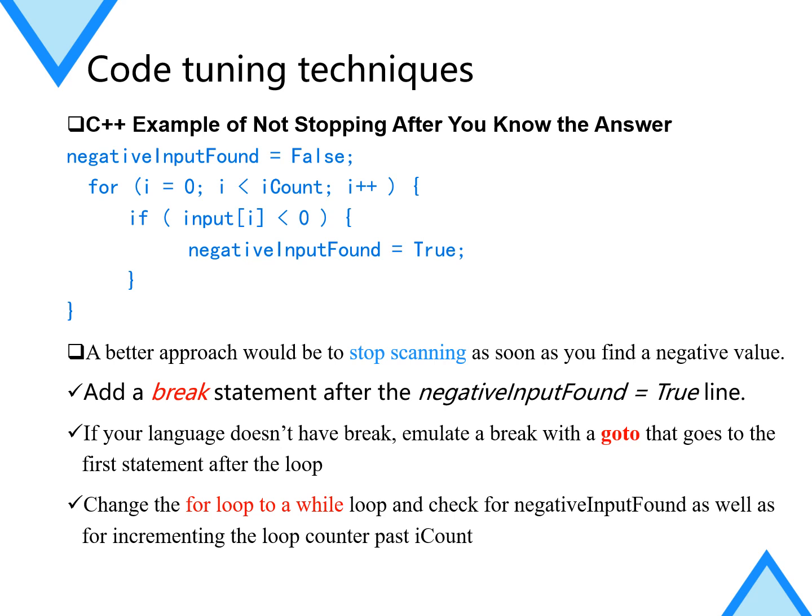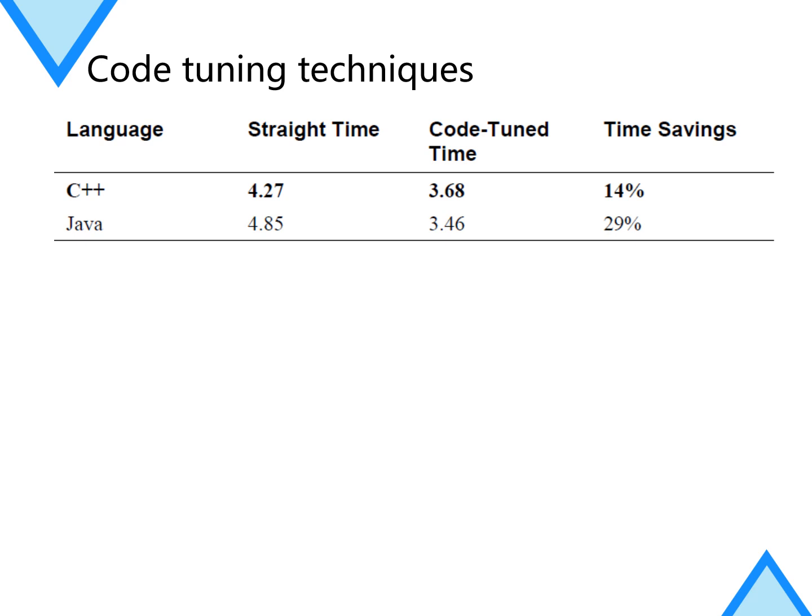Another technique, if you don't want to use break or goto, is to change the for loop to a while loop, check for negative found, and control the incrementation of the loop counter according to the condition. Let's see how much improvement in running time we will receive if we only implement one technique, like stop execution if you know the answer.